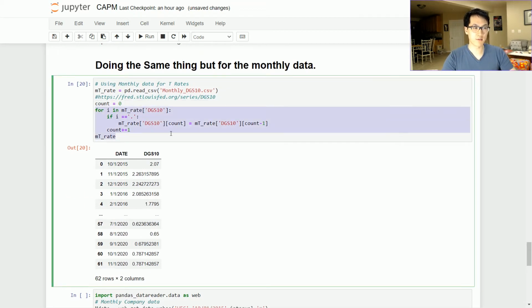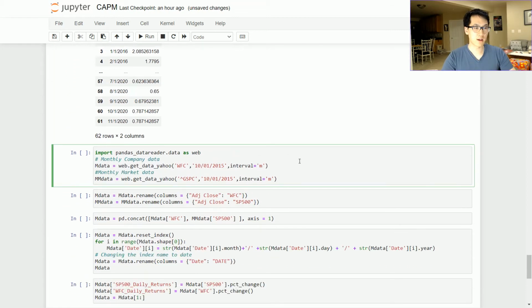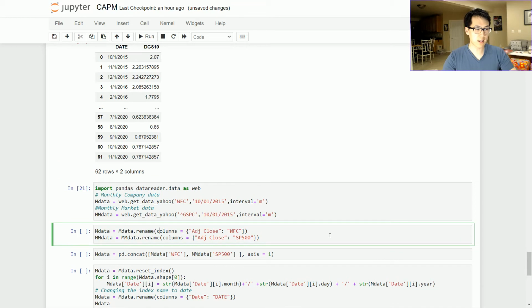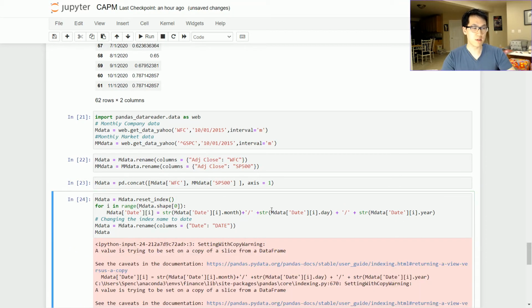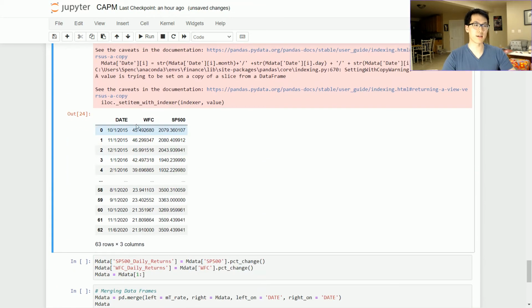You can just fill in the sparse data with its previous values, and then you can go on and do the exact same thing, but I just use a different function when I'm reading in the monthly data. So in this case, we're going to be doing the exact same thing, but on a month-to-month basis. So let's run this over here. We concatenate everything, reset the index, and this is what our data looks like related to our ticker symbols.